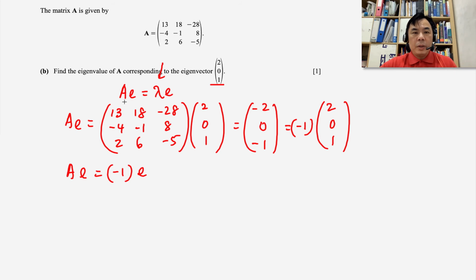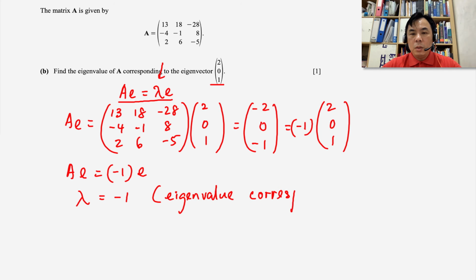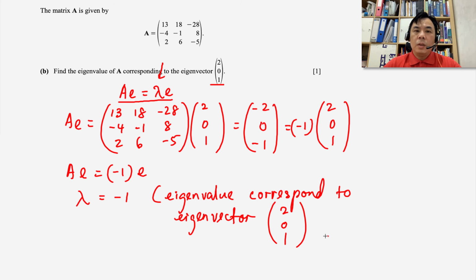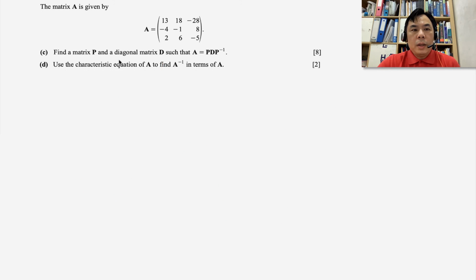And then by comparing that to the original format for eigenvalue and eigenvector, we will notice that the eigenvalue must be equal to negative 1. This will be the eigenvalue corresponding to eigenvector 2, 0, 1 here. All right, now that's it. It's just one mark. I hope that is clear. We're going to move on to the next section shortly. All right, next one, C.